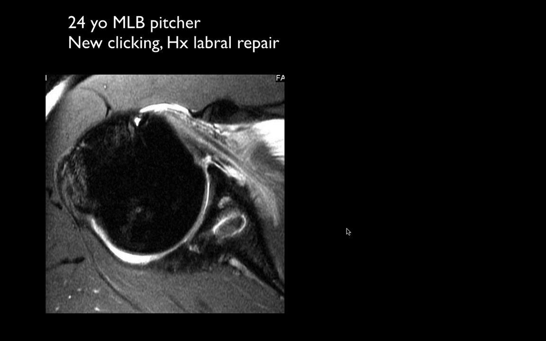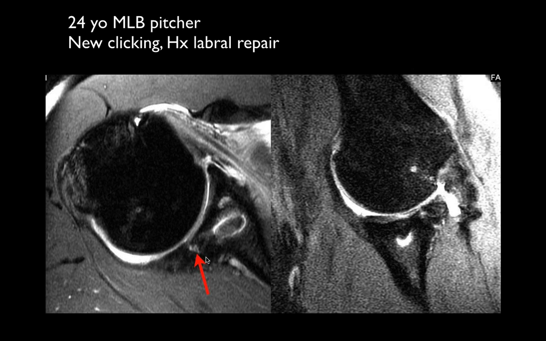Max, what do you think of this case? A 24-year-old Major League Baseball pitcher, new clicking, history of labral repair. It looks like we have a labral repair with surgical anchoring in the glenoid. Posterior glenoid is hypertrophied, and actually that may be a graft that they put in here. That's the graft, and there's a signal intensity between the glenoid and that graft. Well, this is not a graft. This is a hypertrophied posterior labrum, and there's a small signal deep within it.